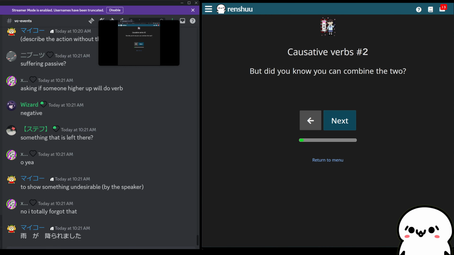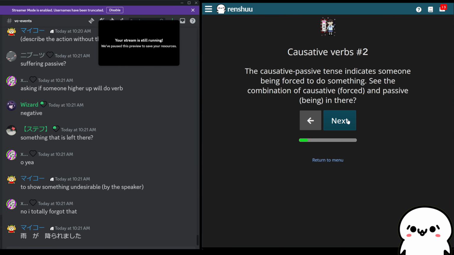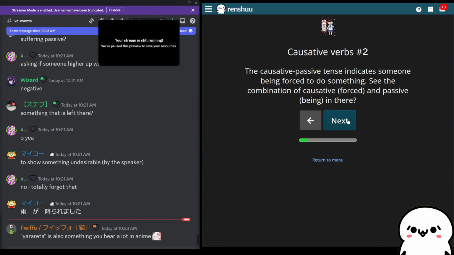Now I'm bringing this up because what we're talking about today follows along with that. We already talked that the causative form, one of the two forms, is to make someone do something, to force someone to do something. And usually that's not good. Usually, that presentation that we were talking about before. Oh yeah, yarareta. Sure.